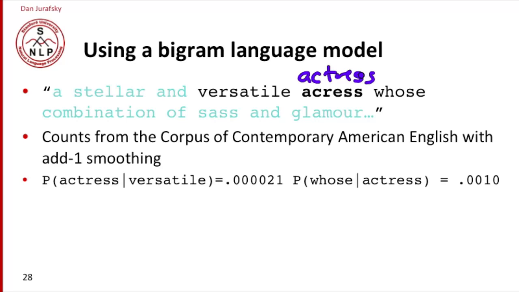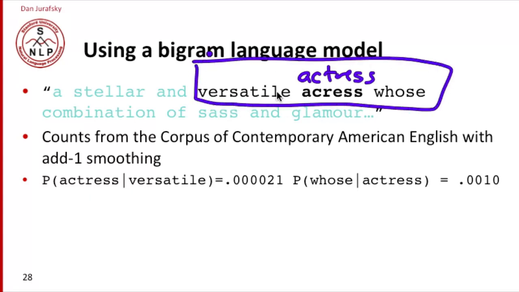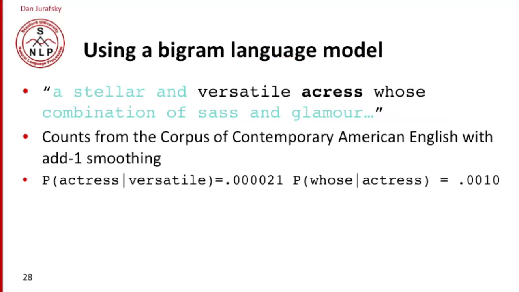So we computed a very simple bigram model just using add-one smoothing from the Corpus of Contemporary American English. So now the probability of actress given versatile, just look at these three words. We'll ignore the rest for now. Actress given versatile, that probability is 0.00021. And who's given actress is 0.0010. So we'll compute those. And now let's do the same thing for another candidate, the original candidate that was preferred by the unigram model, the word across. So we'll put across here instead as our hypothesis.